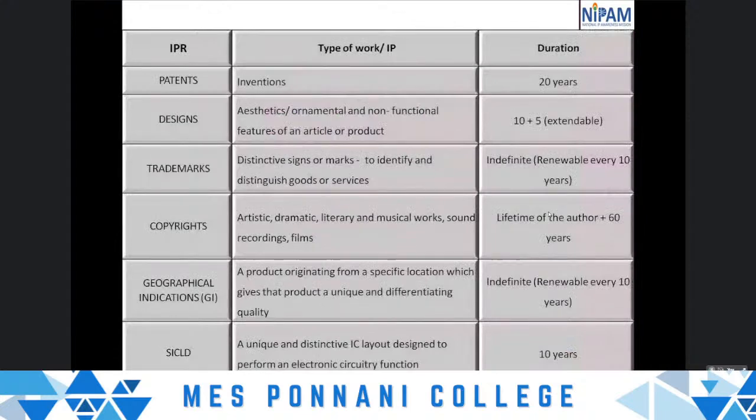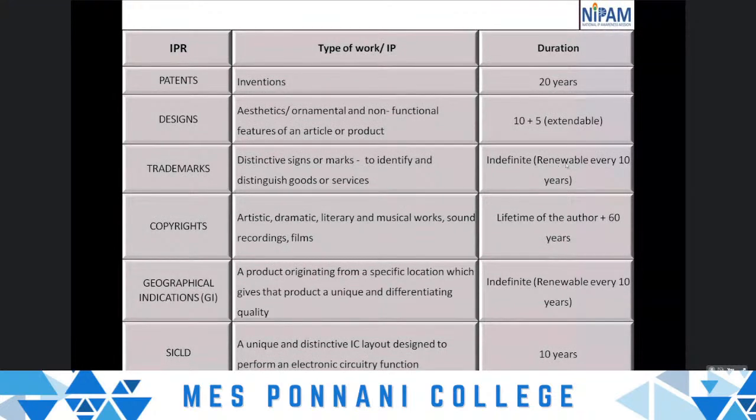Now we will quickly summarize the different types of IPR. Here in this table, you can see the different IPRs that we discussed up till now, the type of work that is protected by each, and the duration of each type of IPR. In patents, the duration is 20 years. Designs are basically intended to protect the aesthetics or ornamental aspects of an article or product. The total term is 10 years, and it can be extended up to 15 years.